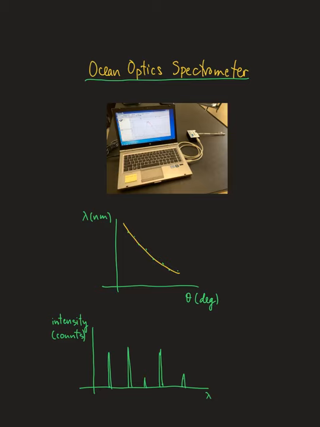So in part of the lab, in the Ocean Optics spectrometer part, you'll be getting data for intensity as a function of wavelengths, and then later on in the lab you'll be using this prism spectrometer, using the wavelengths that you measured here and plotting those against angle for your calibration curve.